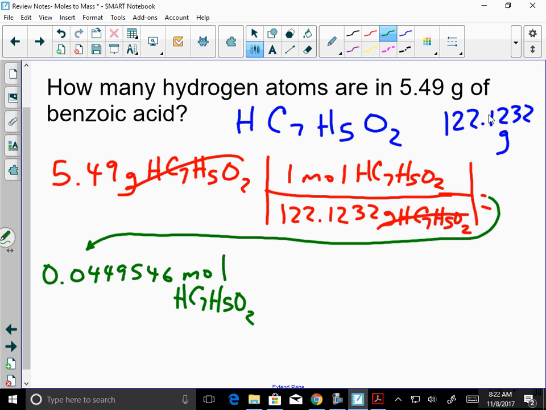Now, I need to go to representative particles. Now, I'm going to say this because I think I might have done it wrong yesterday with my labels. I'm going to label acids as molecules. Okay, I'm going to label an acid as a molecule, so make a note of that if we did it, because I think we did it wrong yesterday. I think we called it a formula unit, but let's call it a molecule. So I'm going to go from moles to molecules using Avogadro's number.